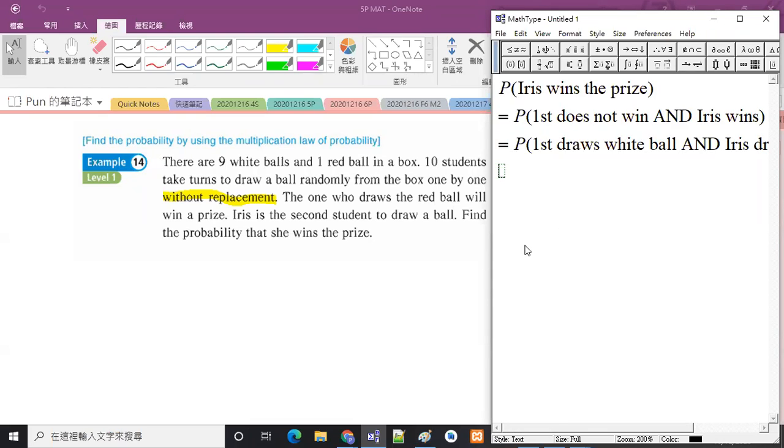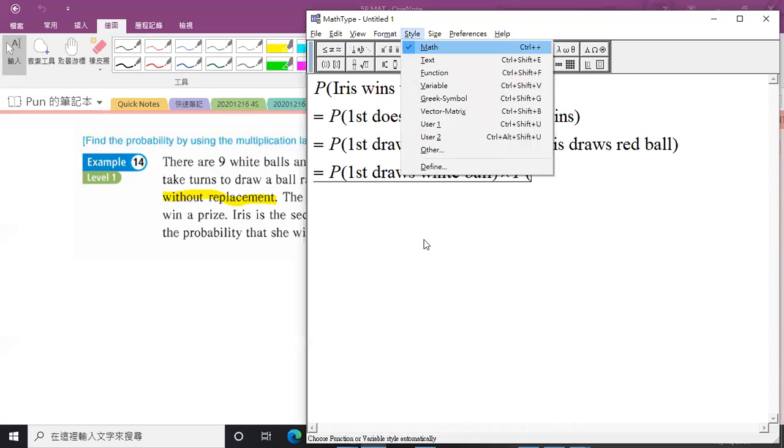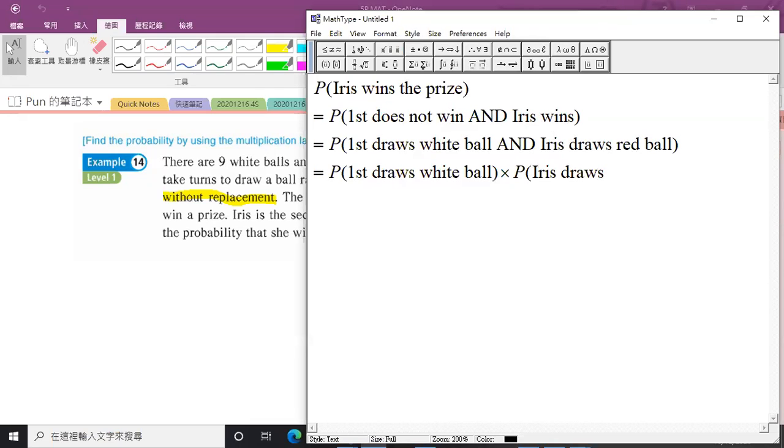Can you get this? So this is the process. This is the process how Iris should win the prize. Can you see this? Okay, and then they are connected by AND, which means that we can split them into two parts. The first student draws white ball, and then times P Iris draws red ball.